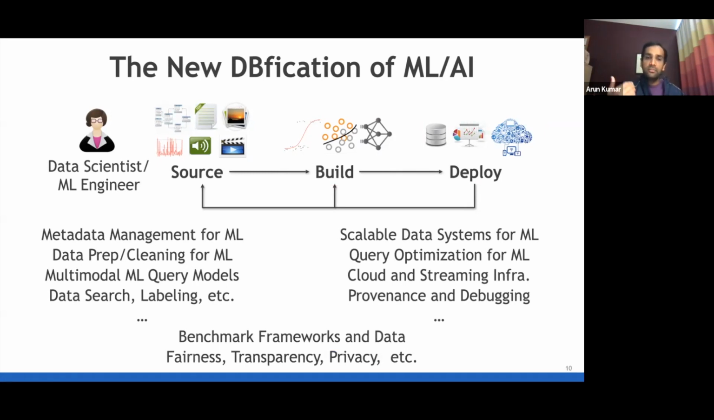And overarching concerns such as fairness, transparency, security, privacy, these sorts of issues matter in all these stages of the ML lifecycle as well, and that involve a lot of DB plus ML style concerns.